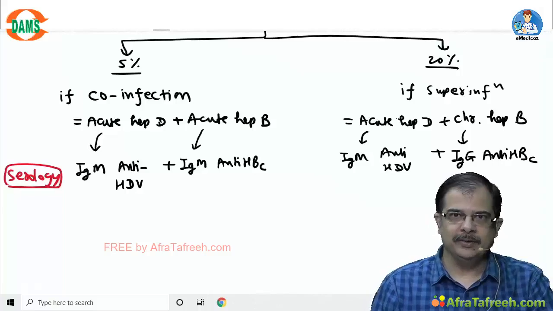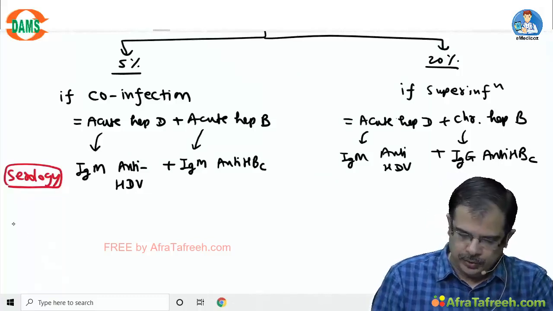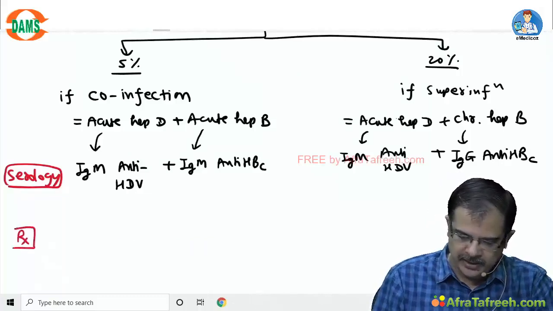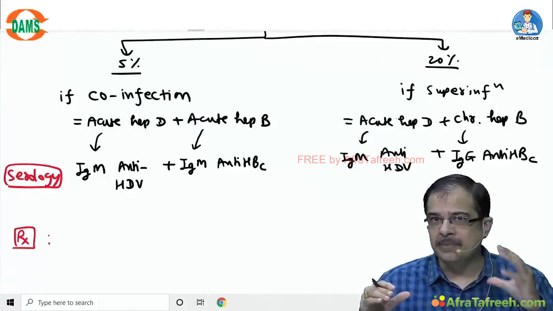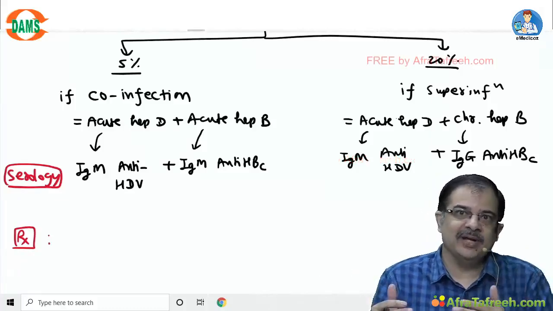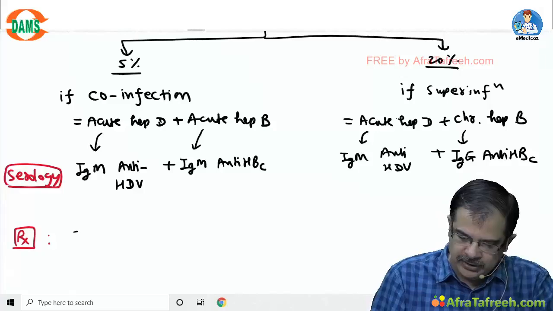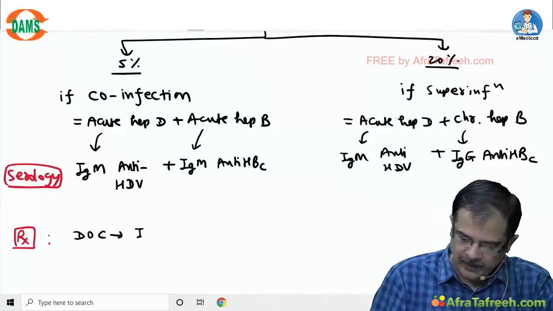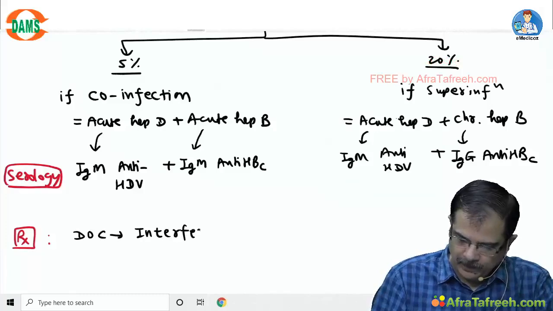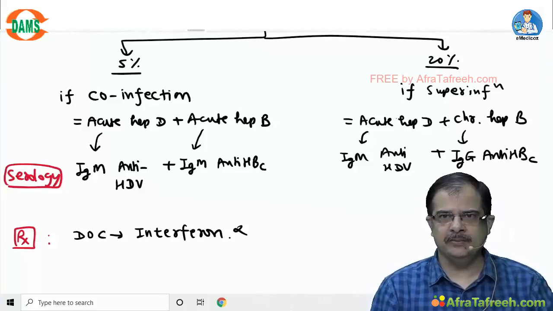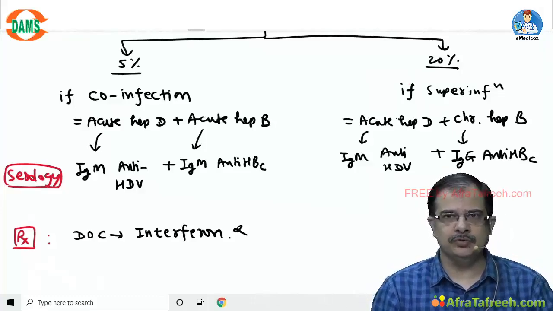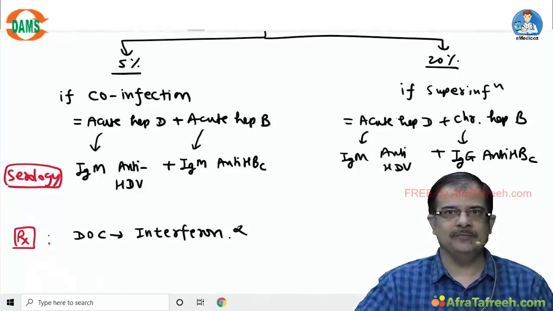Now the treatment. It has to be treated because there is a very high chance of fulminant hepatitis. So the treatment for hepatitis D virus is an antiviral which will cover both B as well as D, which is effective against both the viruses. So the drug of choice here is interferon. Duration is variable, maybe 6 months or maybe 1 year. So this was the case of hepatitis D.